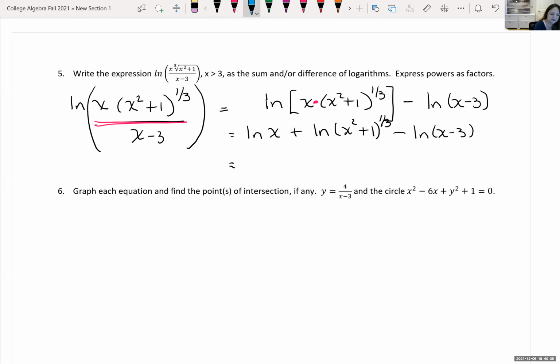And the last piece is any exponent we're going to bring down as a coefficient in front of our log. And so we have the natural log of x plus 1/3 natural log of x squared plus 1 minus the natural log of x minus 3.